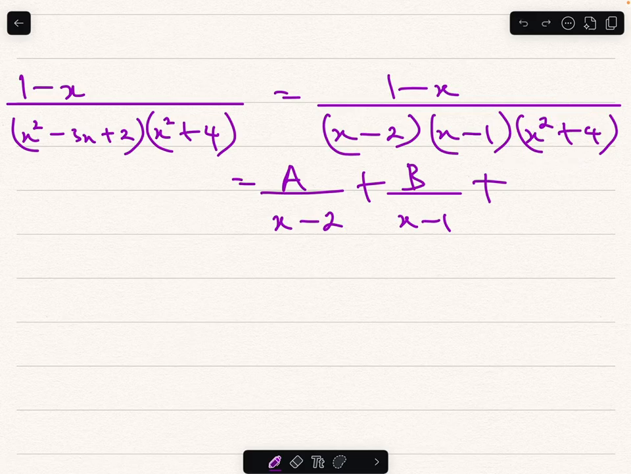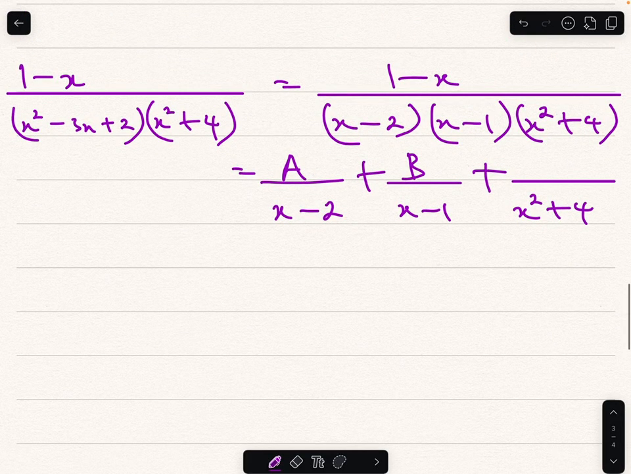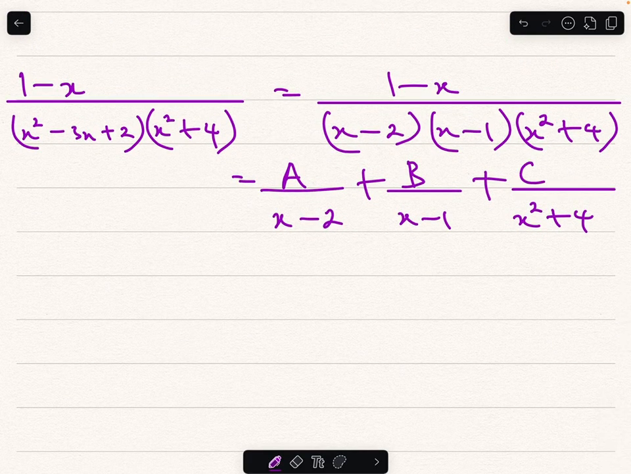This is a polynomial of degree 2. That's a quadratic factor. So the numerator of its partial fraction is a linear expression. So we write the general form of a linear expression. That's cx plus d. I'm using cx plus d because I already used a and b.